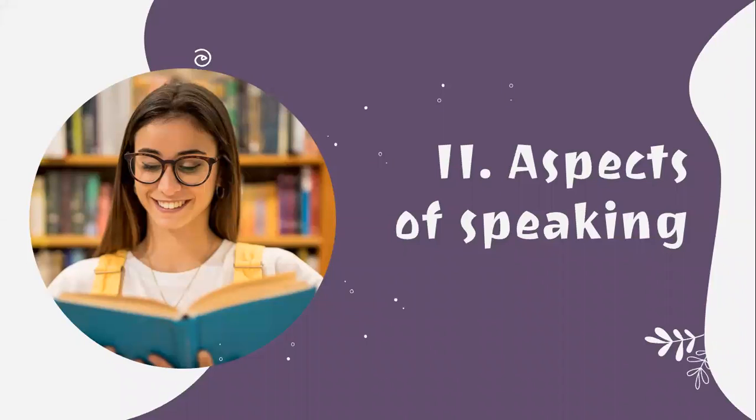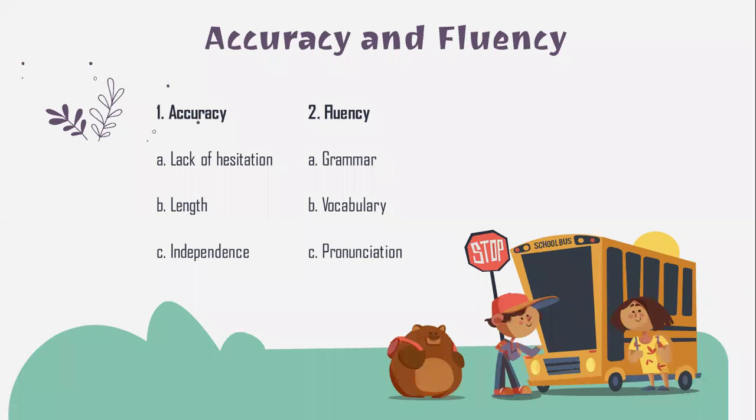So next, I want to talk about aspects of speaking. You can see there are two aspects of speaking: accuracy and fluency. With accuracy, there are 3 points: lack of hesitation, length, and independence. With fluency, we also have 3 points: grammar, vocabulary, and pronunciation.